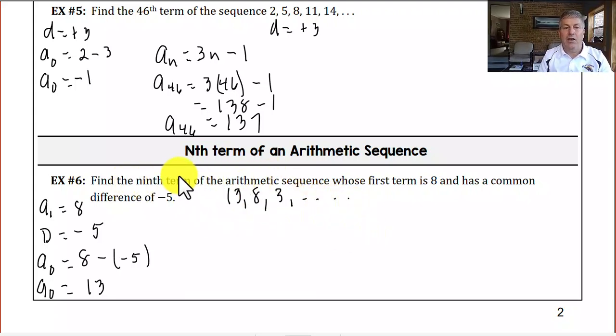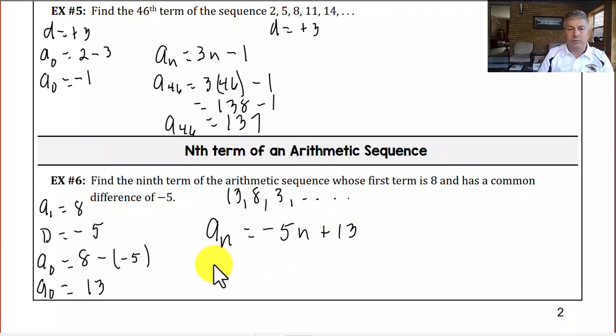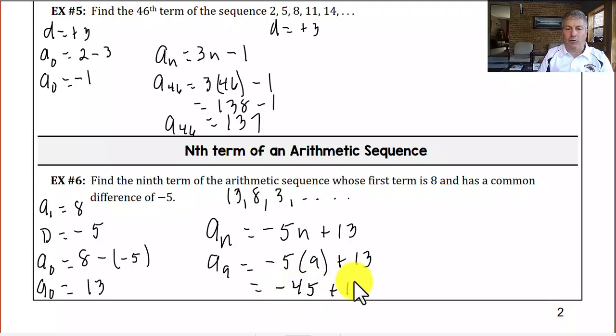Find the 9th term of the arithmetic sequence. So our formula for our sequence is a sub n equals -5n plus 13. So a sub 9 equals -5 times 9 plus 13, which is -45 plus 13. So a sub 9 is equal to -32.